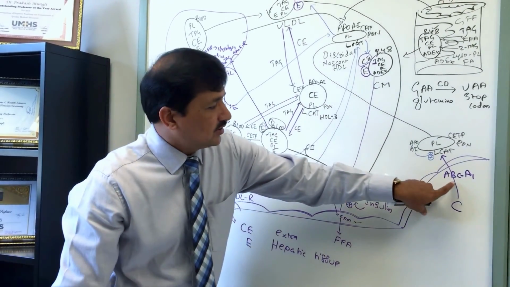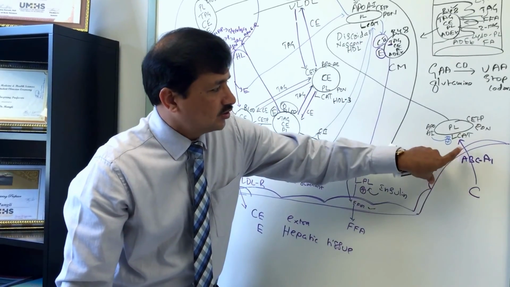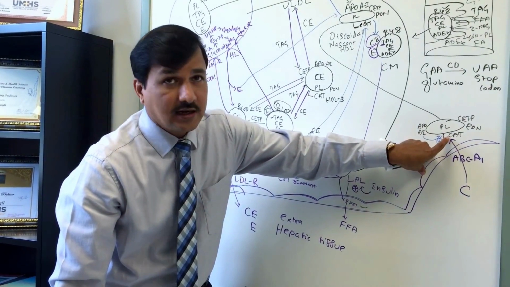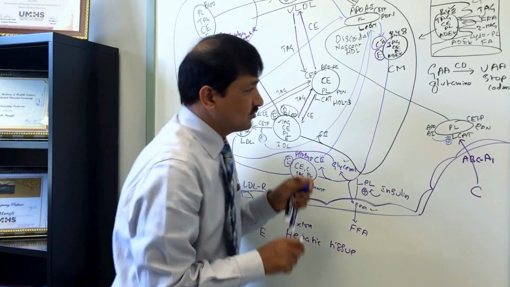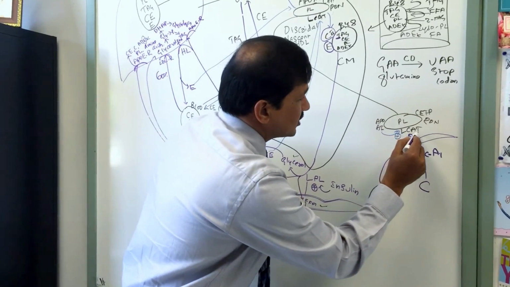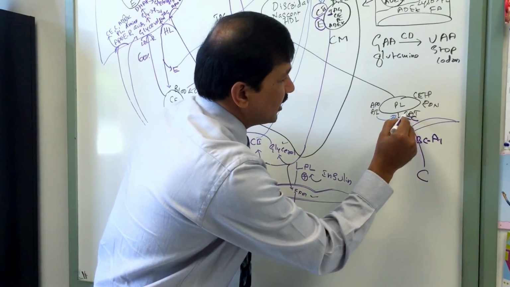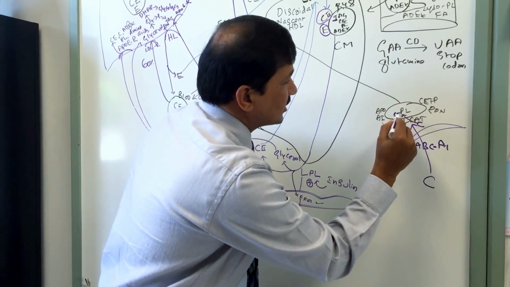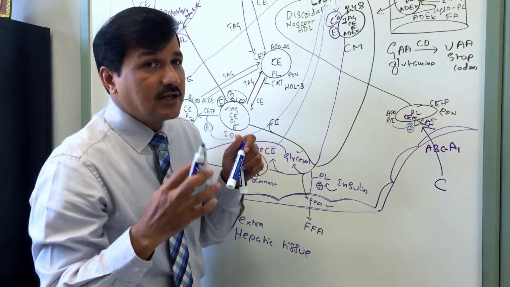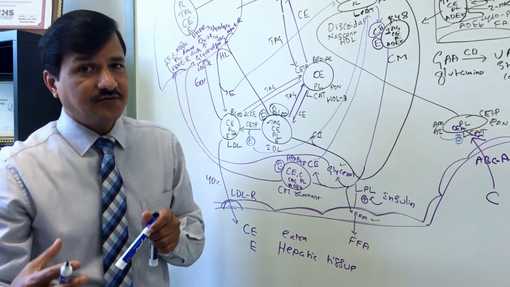When ABCA1 is transporting excess cholesterol out of the peripheral tissue into the blood, and that is taken up by the LCAT enzyme, what does this LCAT do with that cholesterol? The cholesterol which is coming out will be converted into cholesterol ester by the LCAT enzyme. The name LCAT, basically, is lecithin cholesterol acyl transferase.